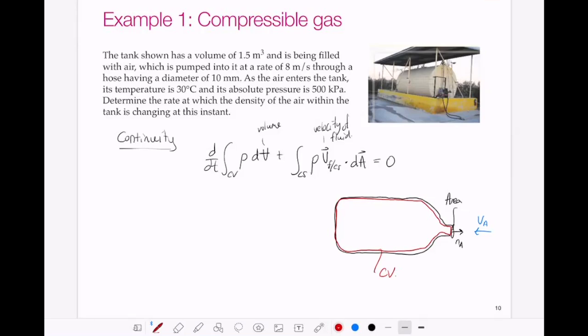What about our control volume term? Is the amount of mass inside of our control volume changing, or is it constant with respect to time? Right, mass is changing. So if mass is changing and volume is staying constant, now if we just look at this first term, we have mass changing, volume constant.